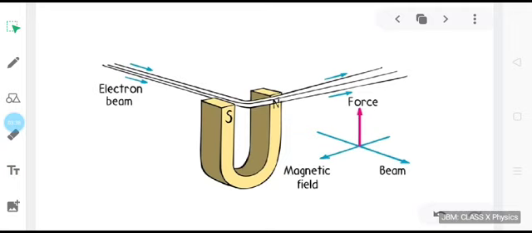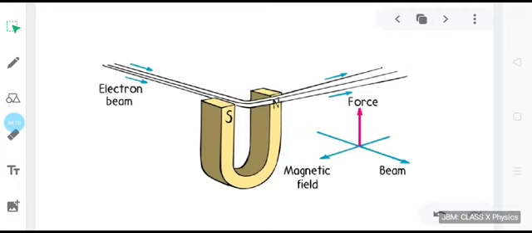Refer to this picture. You can see that an electron beam is passing in between the two poles of the magnet. The region existing between the poles of the magnet, through that the electron beam is passing. And what is happening? From the picture you can very well understand that the beam is getting deflected. Now instead of a current carrying conductor, I use this picture because I wanted you to understand that actually the current flow is due to the flow of electrons.